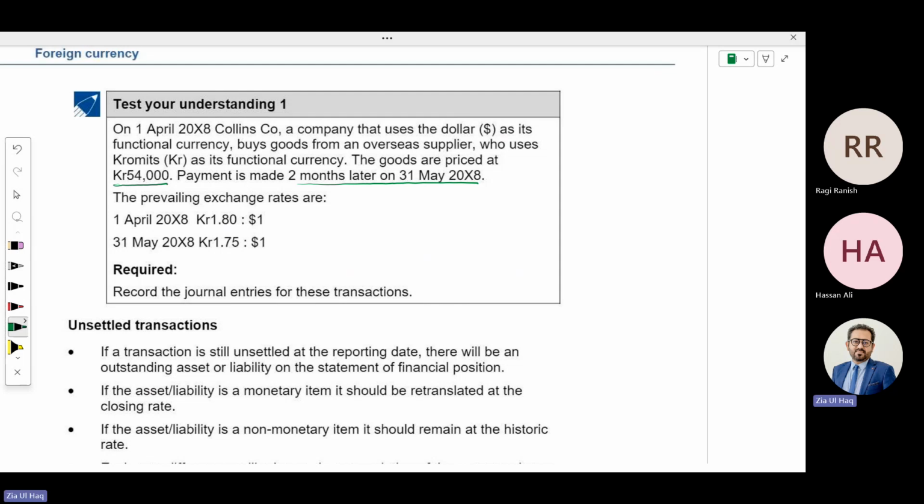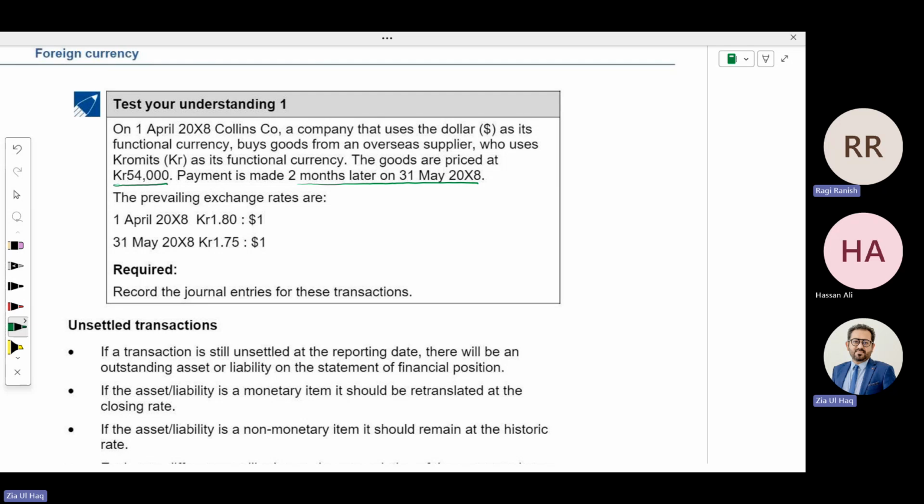The prevailing exchange rates are: on 1st April, the exchange rate is KR 1.80 against $1. Can you calculate the amount of purchase in dollars? 30,000. How have we calculated? Divided by 1.8. Why not multiplied, why divided?